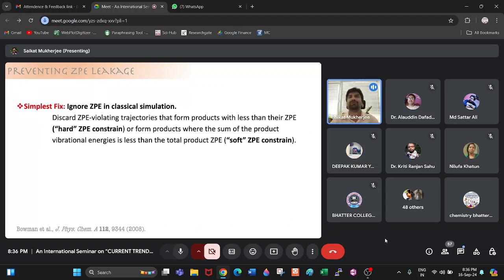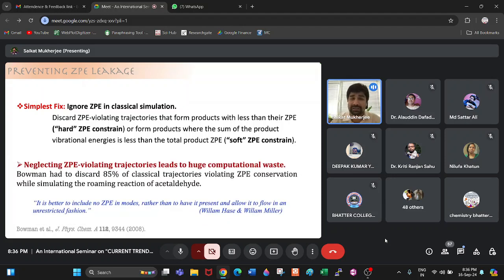Okay, you have a simple fix. You always have the simplest thing, right? You ignore the zero-point energy in the classical simulation. Then you have to discard a lot of zero-point-energy-violating trajectories, which form products with less than their zero-point energy value. Bowman did that, but Bowman had to discard 85% of classical trajectories in a simulation of the roaming reaction of acetaldehyde. Nowadays, I cannot afford such computational waste.